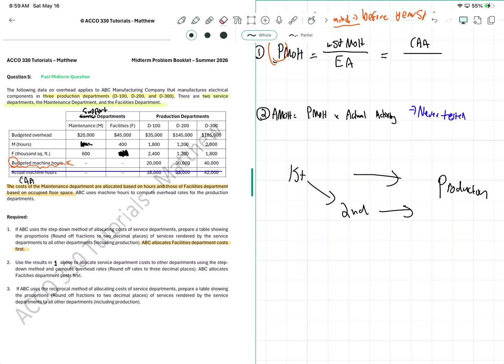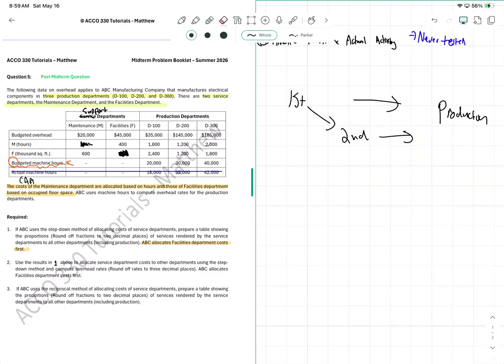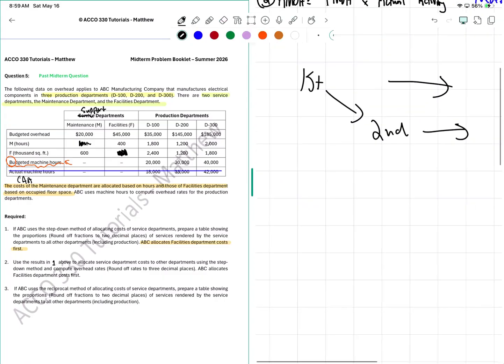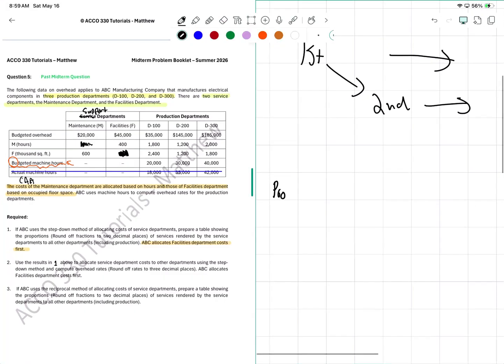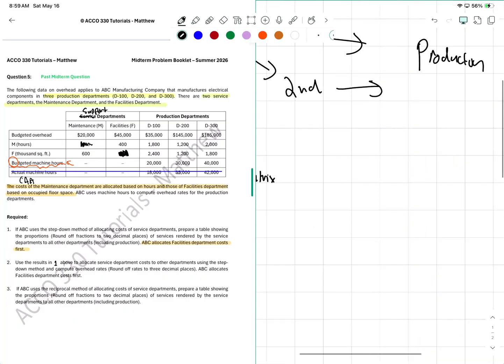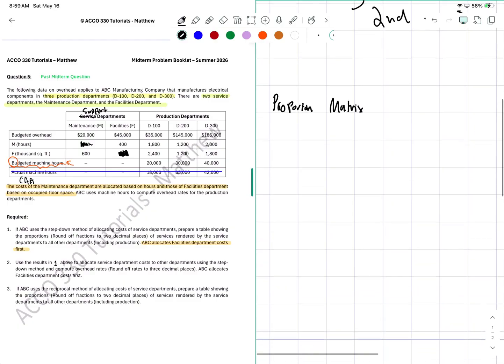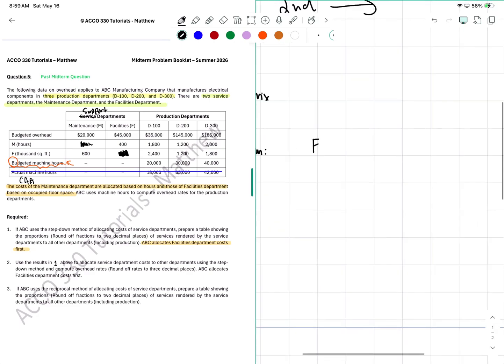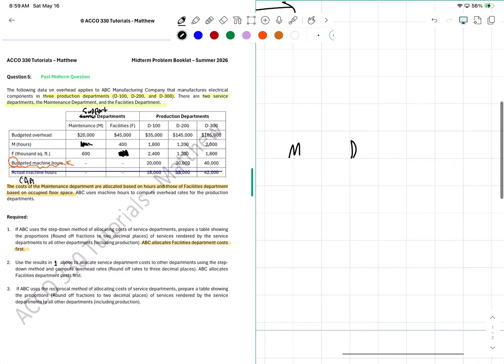Okay, so at this point, let's go do required 1 and 2 at the same time. Well, actually, we just got to go one by one, because technically to do the allocation board, we got to do this first. So let's actually get started. Let's do the proportion matrix. And let's go do our ranking first. Actually, not do our ranking, but let's start off with the facility allocation. Now facilities, for facility allocation here: facility, maintenance, D100.